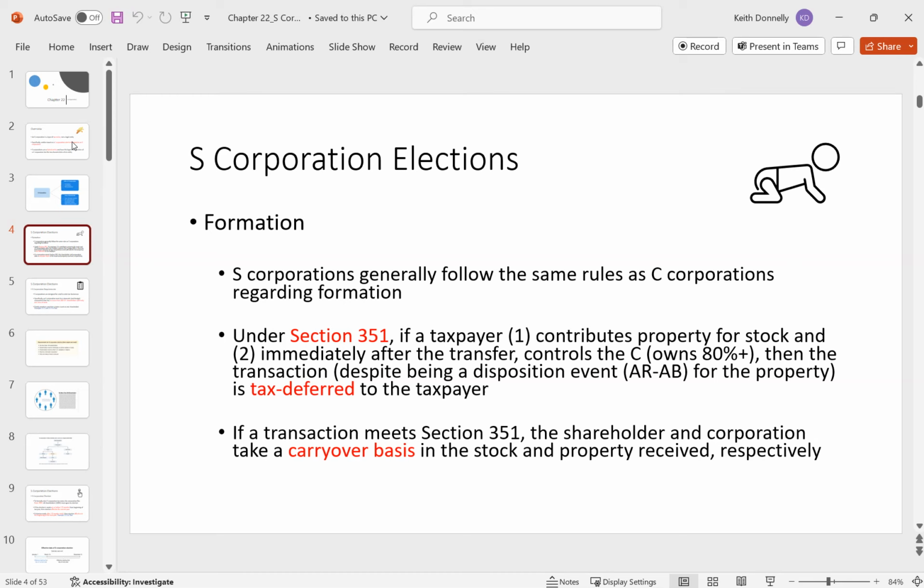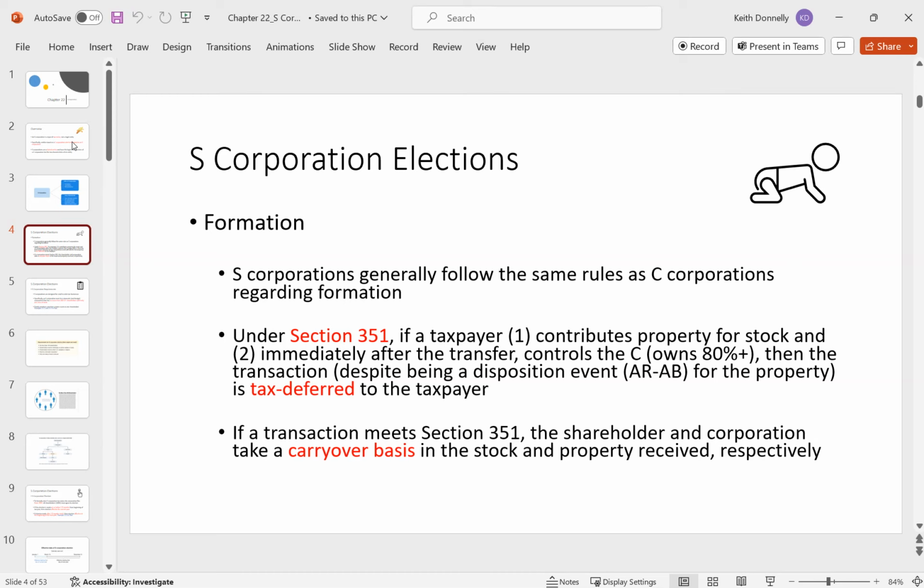However, Section 351 comes in and says if you contribute property for stock, and immediately thereafter the control group, everyone who gave property for stock, owns 80% or more of that corporation, then the transaction, despite being a disposition event, is tax deferred. We'll kick the can on that gain. And in this framework, you take a carryover basis in your stock. In other words, whatever your basis was in the machine you gave for your stock is now your basis in the stock. It carries over.